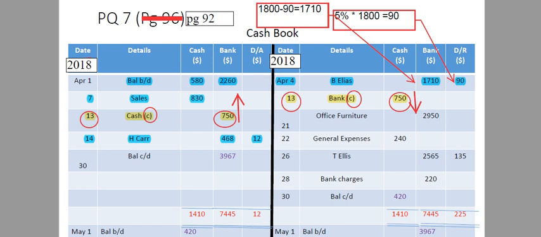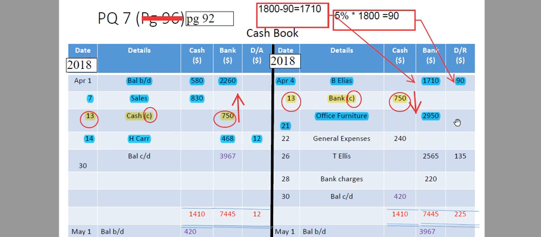The next one on 21st, we are purchasing new office furniture. So this is a payment, so money is going out, so we'll go on the credit side. So you can see on 21st we are purchasing office furniture and paying it by check. So in the bank column we put 2,950.